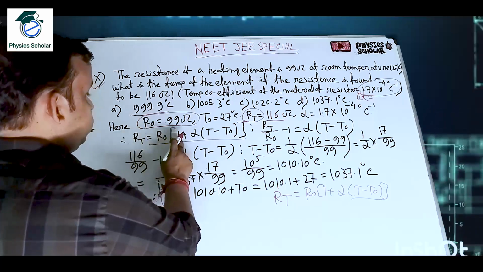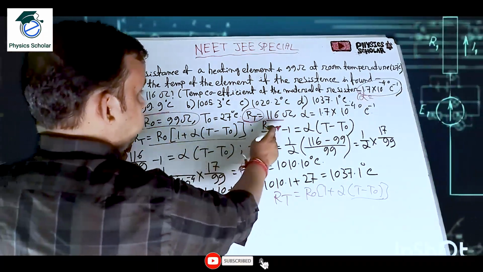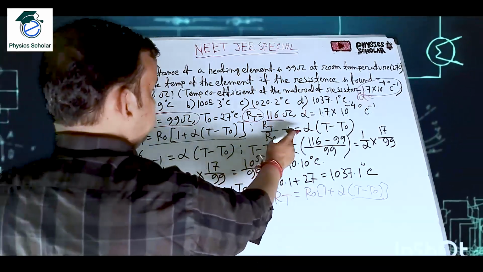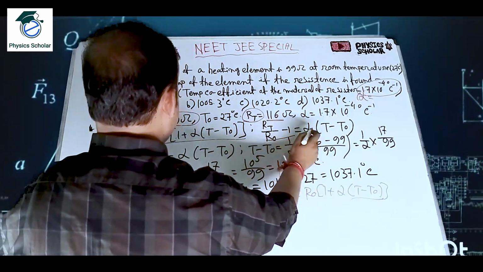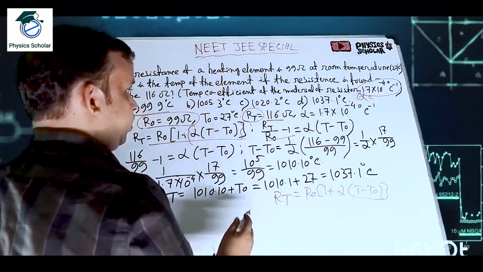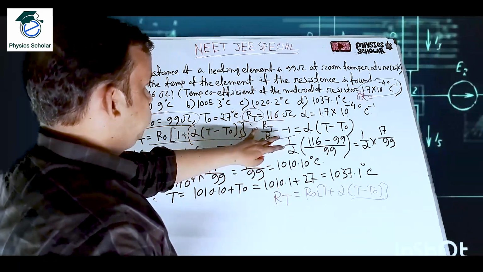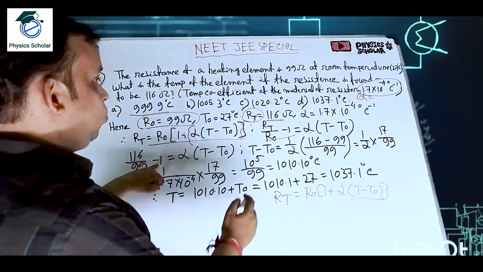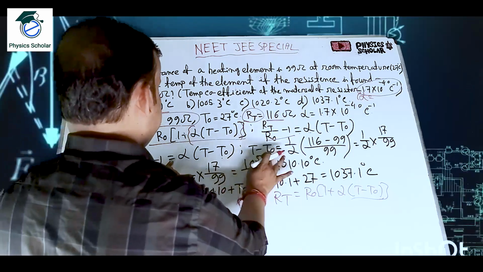RT is equal to R0 into 1 plus alpha into T minus T0. Okay. So now R0 we are taking down. So RT by R0, and this 1 also we are taking here. It is plus, so it will be minus. So RT by R0 minus 1, clear, is equal to alpha into T minus T0, which is the part that is left. So RT and R0 we know the values. What is the value of RT? 116. And what is the value of R0? 99. So 116 divided by 99 minus 1, clear, is equal to alpha into T minus T0. Clear? Now what will T minus T0 be?